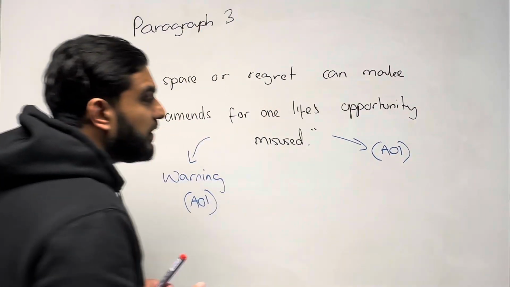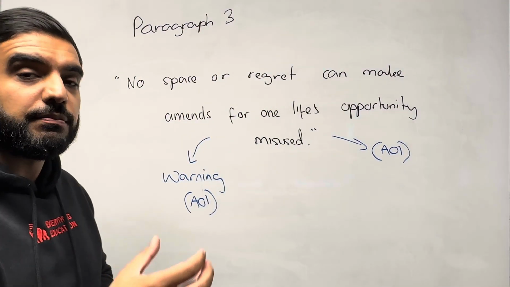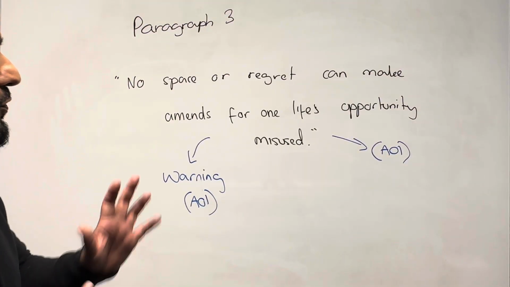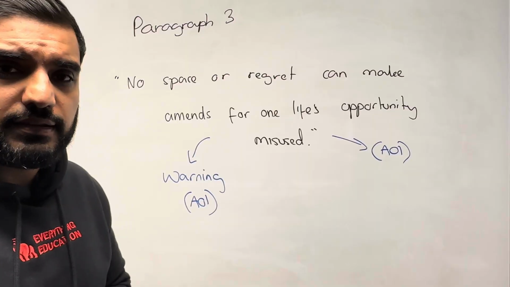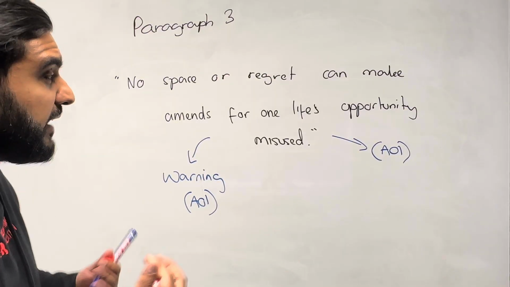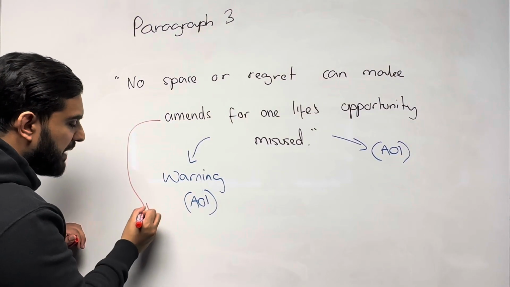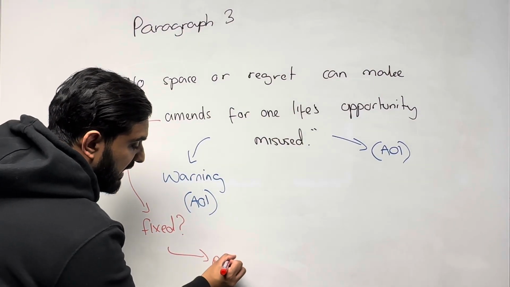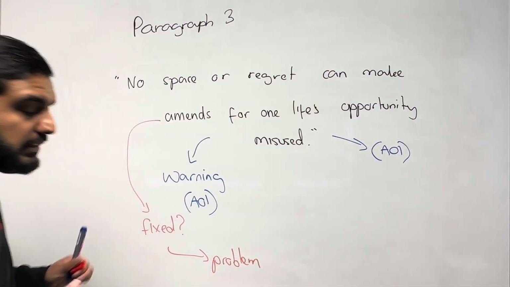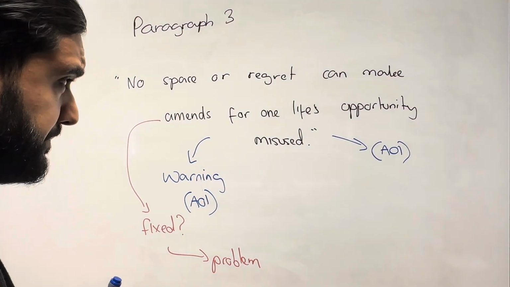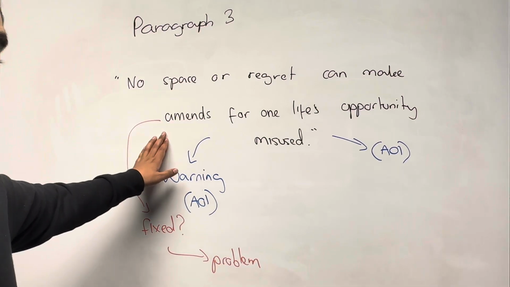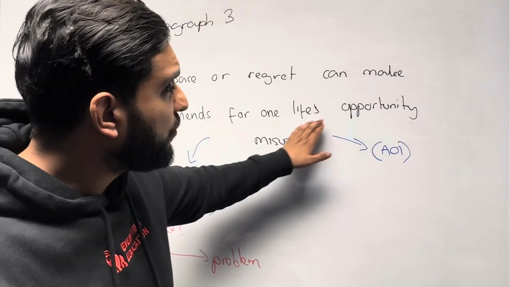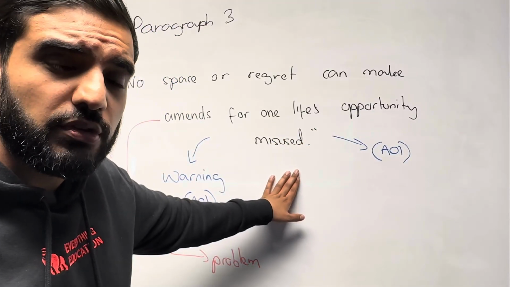Now, again, even though this quote isn't said by him, as in Scrooge himself, it doesn't mean we can't use it. So, no space or regret can make amends. Guys, can make amends, meaning can fix. If something needs to be amended, it needs to be fixed. Now, for something to be fixed, it infers that there's a problem. So we are being told here that you can never fix something. But what is it you can't fix? You can never fix one life's opportunity misused.